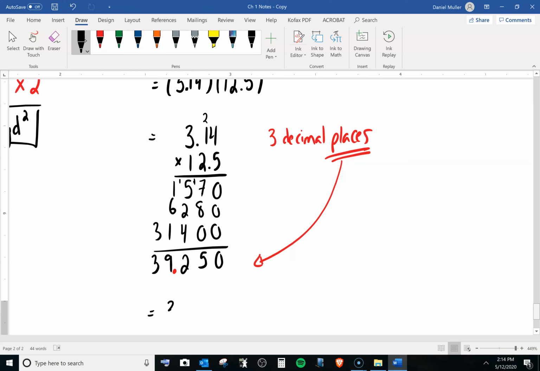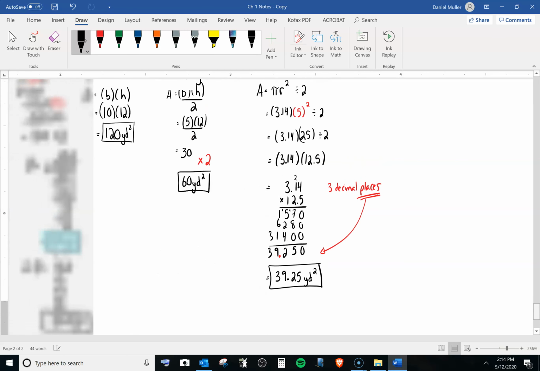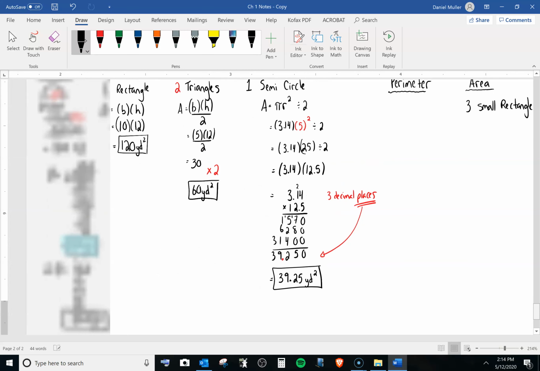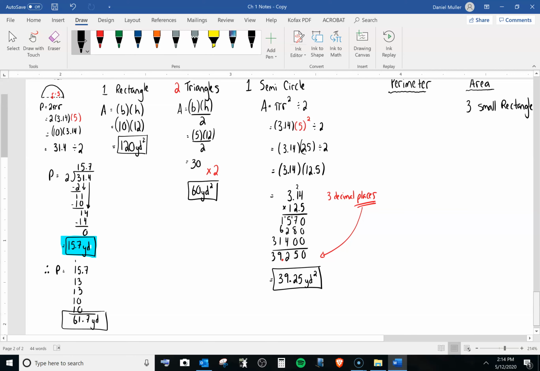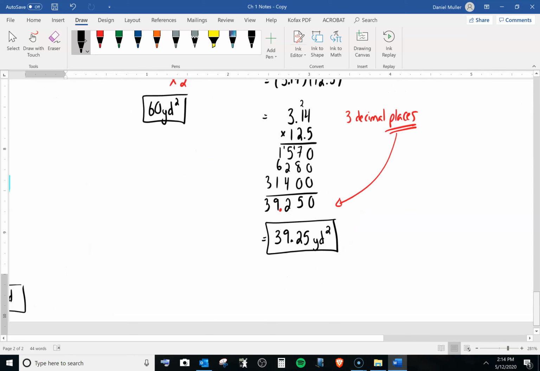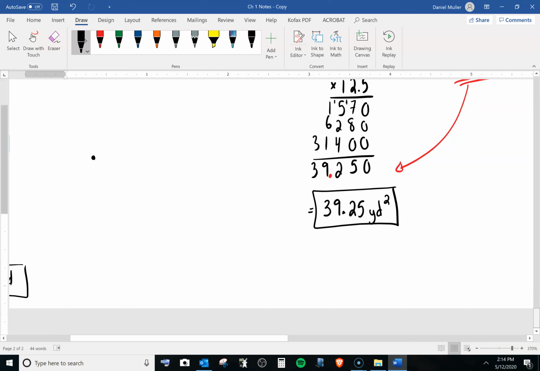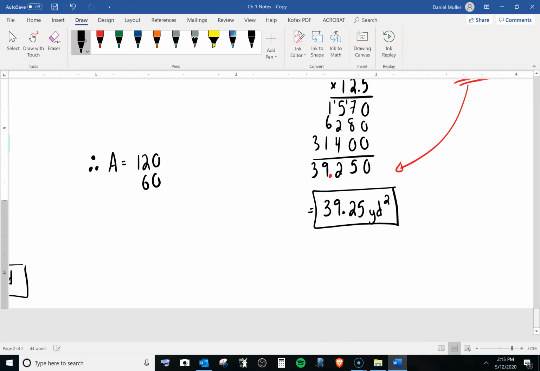So it's going to equal 39.25 yards squared. So that is for a half circle. So what do I have here? I've got 1 rectangle, 2 triangles, and then 1 half circle. 120, 60, and then that. So I'm going to put a big therefore. My area is the 120 plus the 60 plus the 39.25.